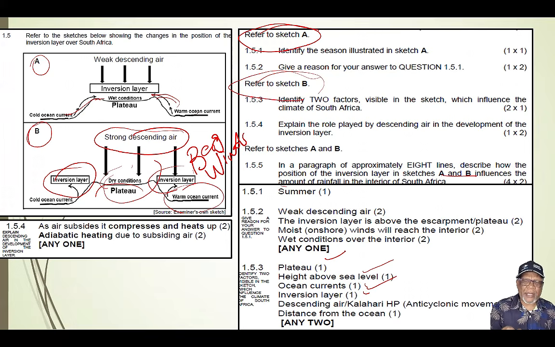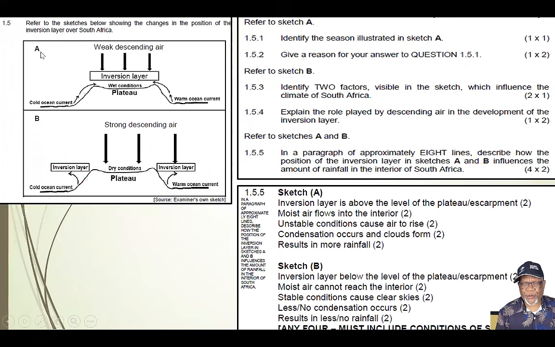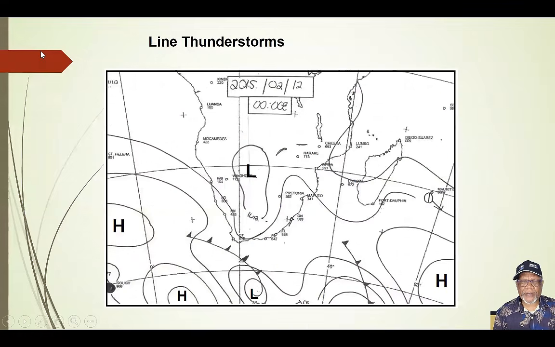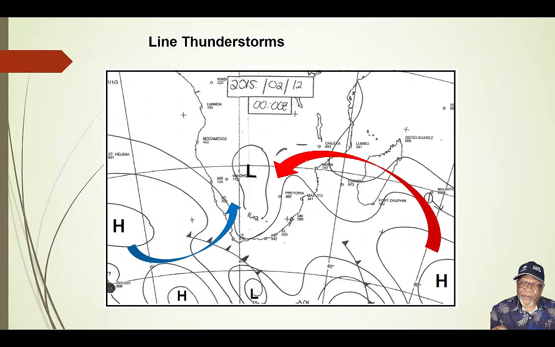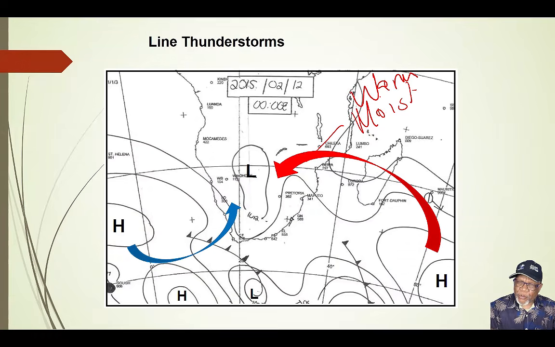But here, the air is blowing from the ocean and is reaching the interior. So those are the answers that are there for you to give. Now, line thunderstorm, we've already spoken about thunderstorm many times, but it is very important that you must be able to describe these winds. You must name these winds. This is warm and moist air.